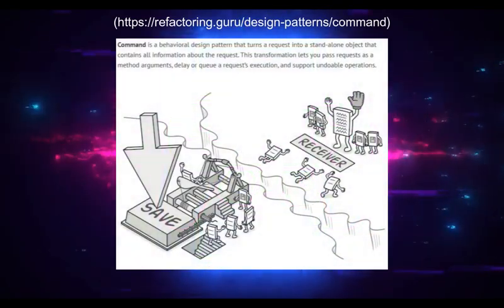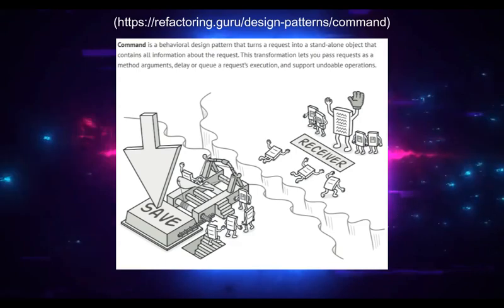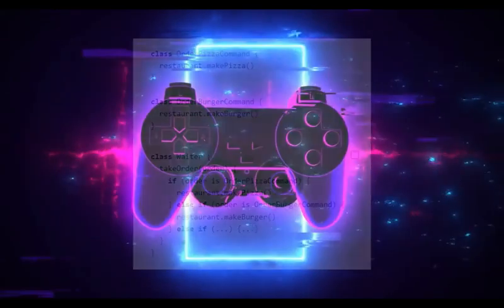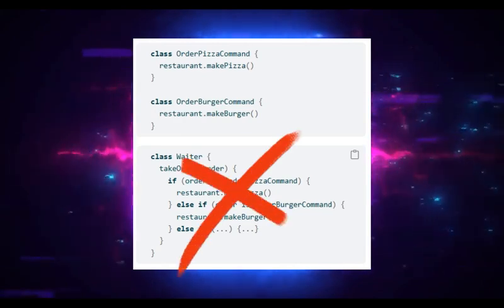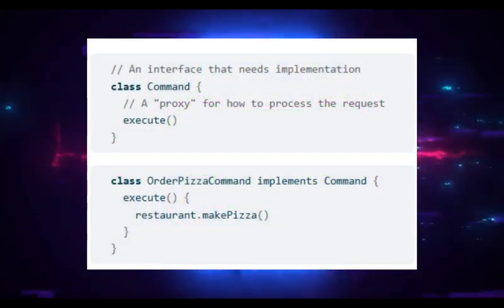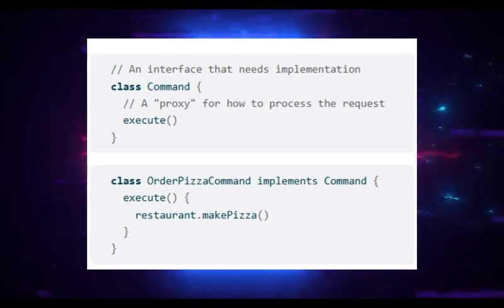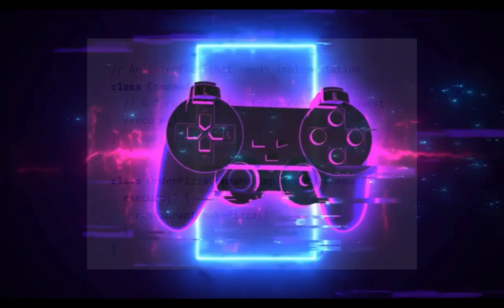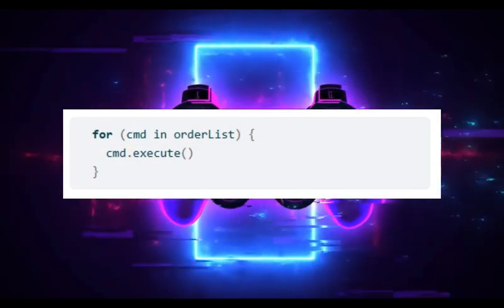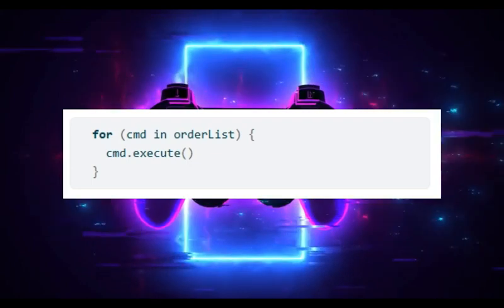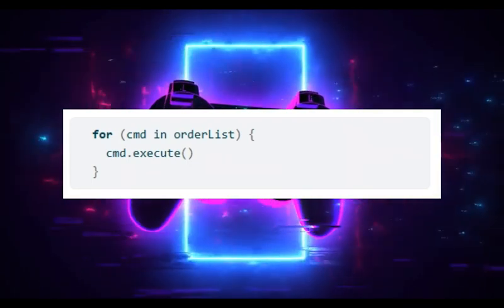In code, this means the object that initiates an action doesn't need to know anything about how that action is performed. So, instead of a waiter class that needs to know about every single possible dish, you create a general command interface. Then, specific actions like order pizza command or order burger command are created. The waiter can now just process a list of any command, executing them one by one without needing to know the difference between a pizza and a burger.